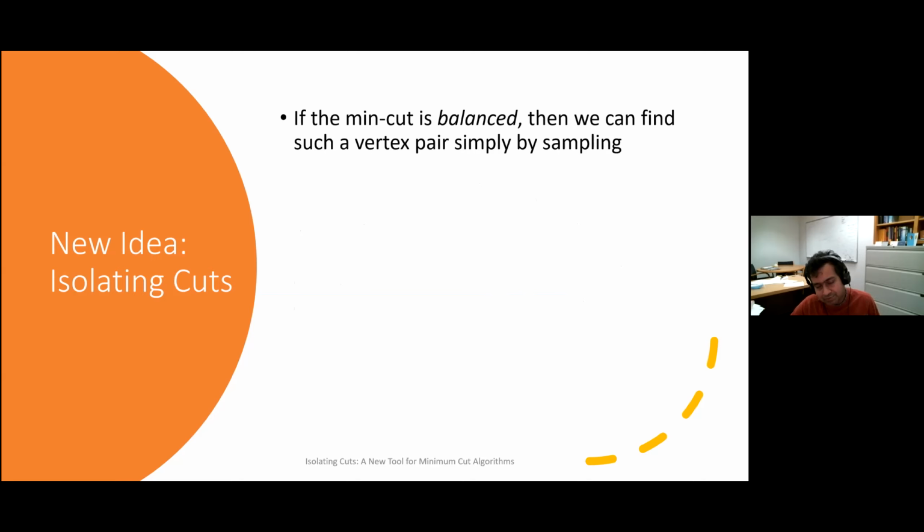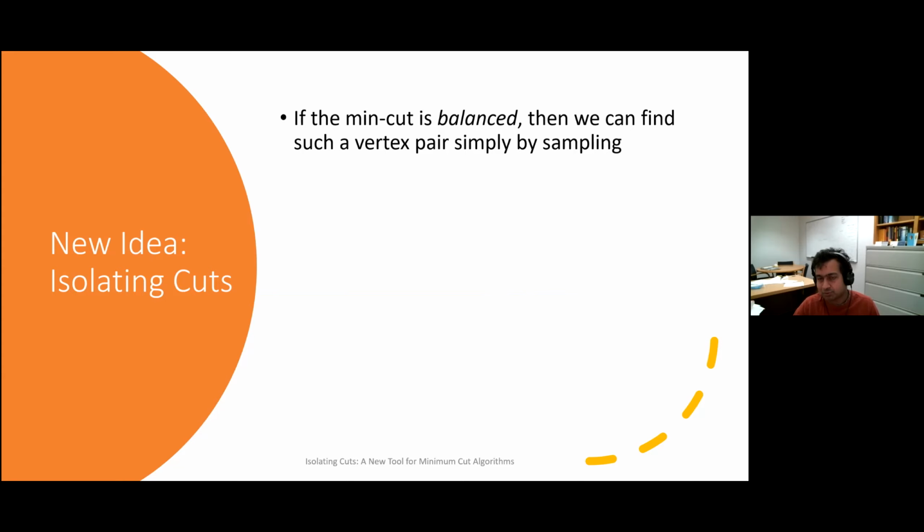Now, this question is rather simple, at least conceptually, if the min cut is balanced, i.e. if you have a lot of vertices on both sides. So for instance, if you have, let's say, Omega(n) vertices on both sides of your min cut, then all you need to do to find a good vertex pair, a vertex pair that straddles the min cut, is to just sample. Of course, our eventual goal was to obtain a deterministic algorithm, and therefore every time I say that we can sample, there is something going on in the background that will de-randomize this. I'm going to ignore the de-randomization just to focus on the conceptual idea.